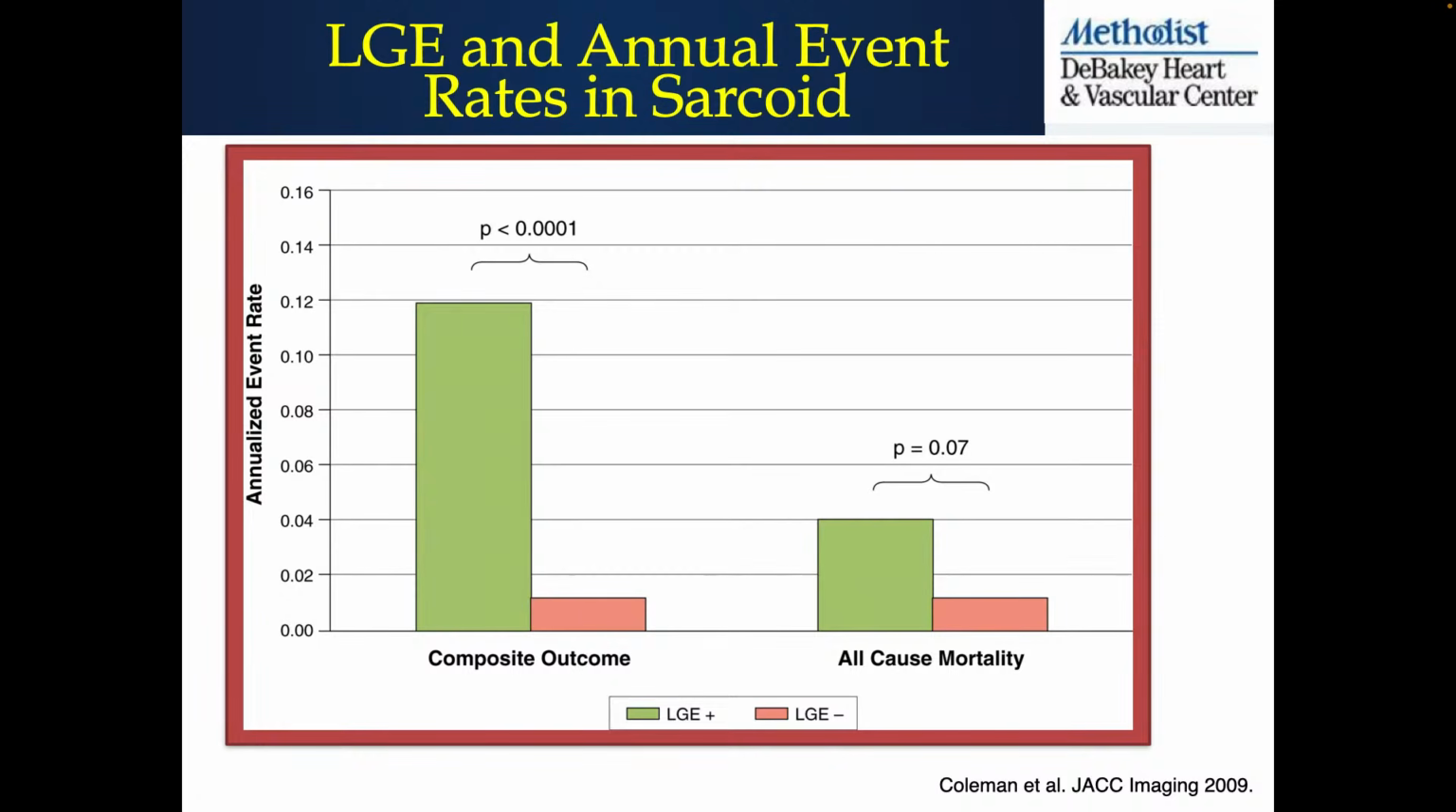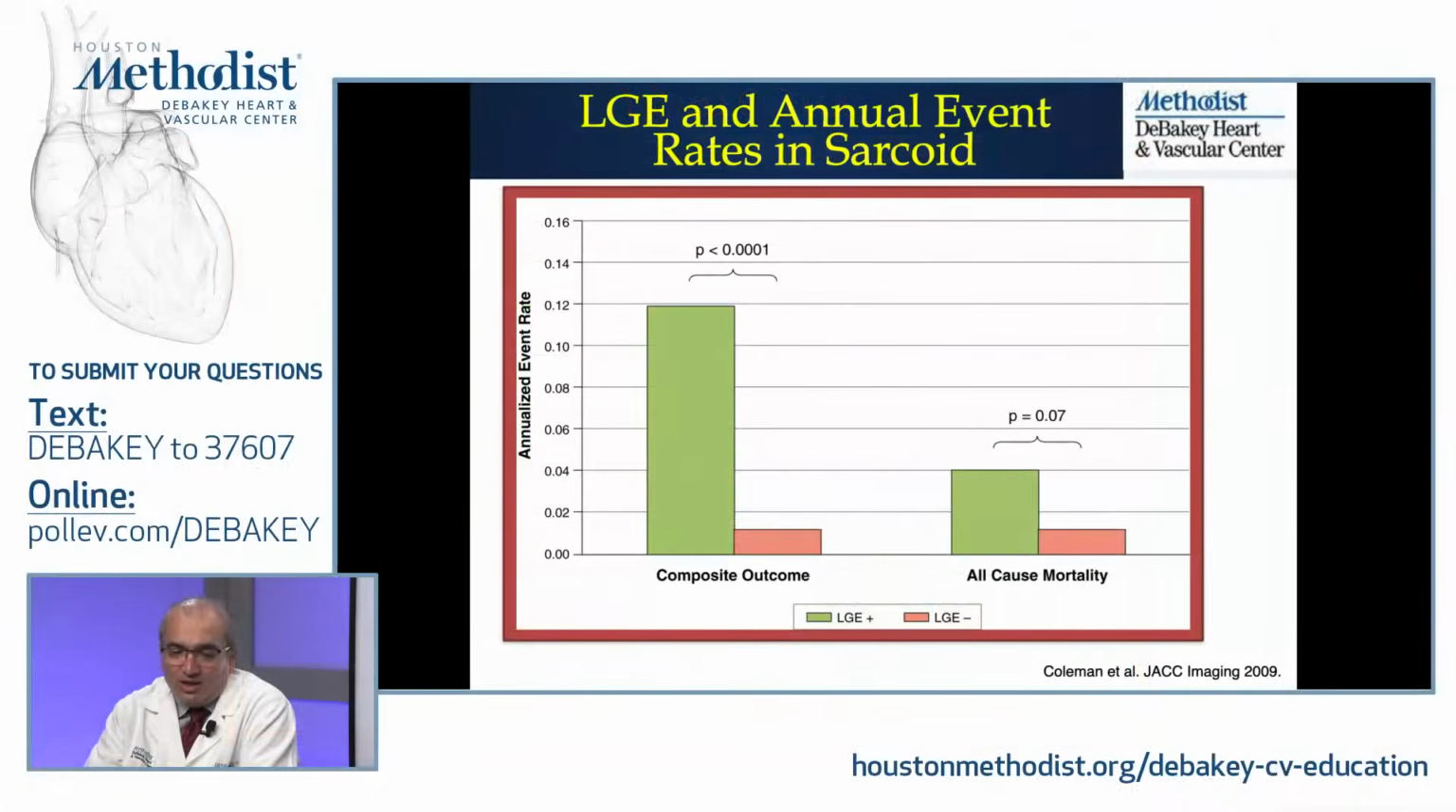From a prognostic standpoint, there's numerous studies, and this is a compilation of several studies, a meta-analysis, which really demonstrated that in patients with known extracardiac sarcoid, the presence of LGE, suggesting that there's myocardial involvement, is associated with a much worse prognosis than for those patients who have extracardiac sarcoid but no evidence of LGE.